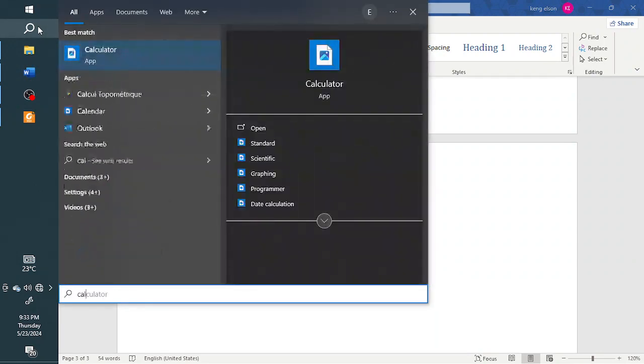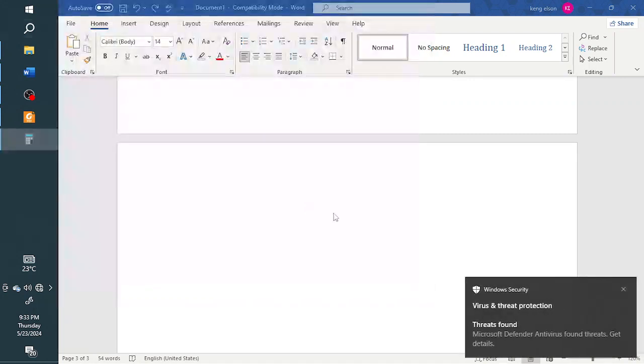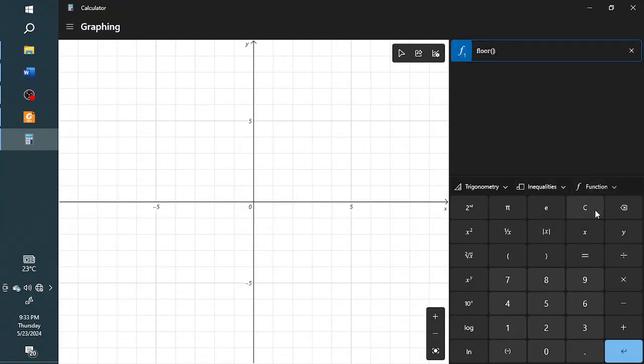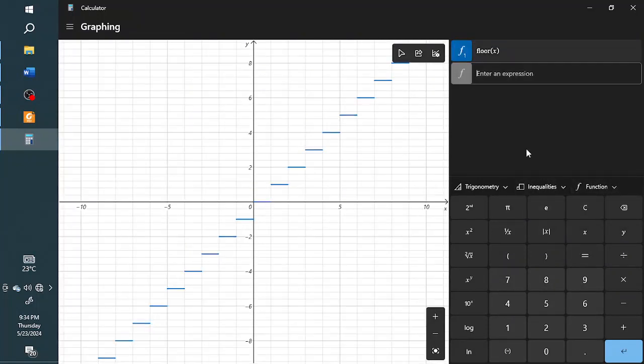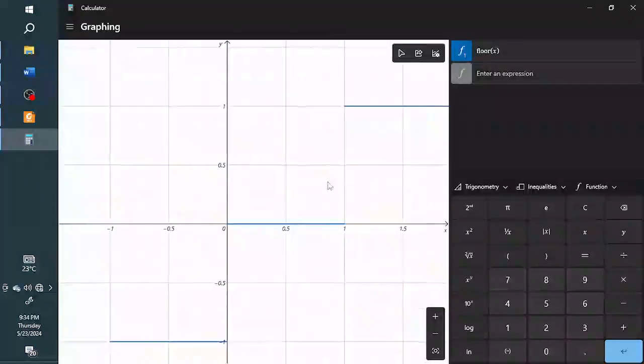Let me see, not to waste much of your time. Calculator, graphing. Yep, so let me just draw the graph for you. I think floor function, this is it, floor of x. Voila, here's a graph of the greatest integer function. Now let us analyze together.